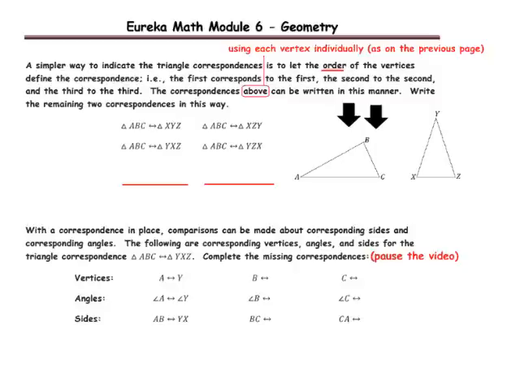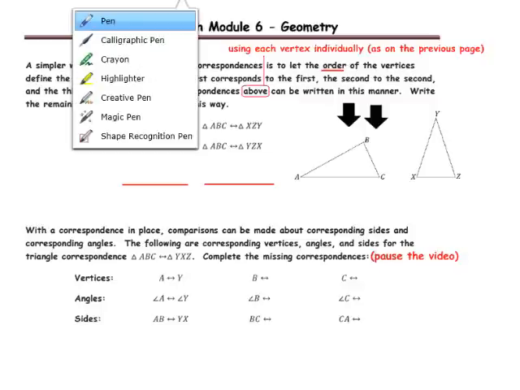A simpler way to indicate the triangle correspondence is to let the order of the vertices define the correspondence. That is to say, the first corresponds to the first, the second corresponds to the second, and the third corresponds to the third. The correspondence above, using each vertex individually, as on the previous page, can be written in this manner. Write the remaining two correspondences in this way. So let's talk about what it means by the first and the first.